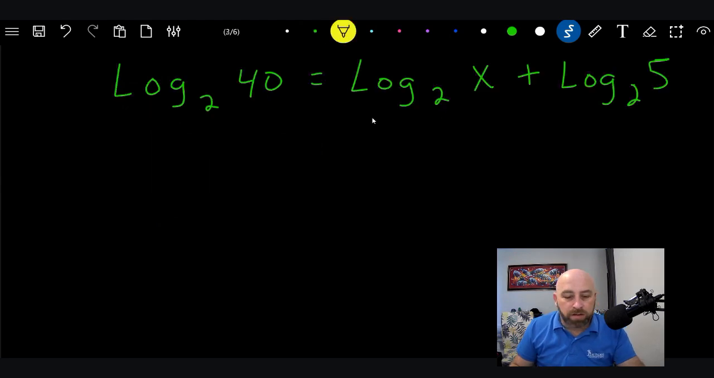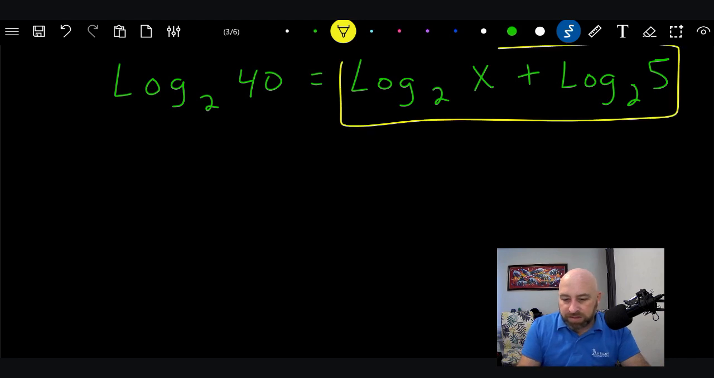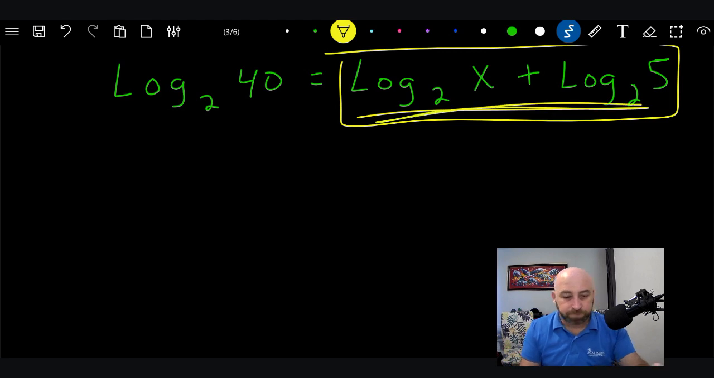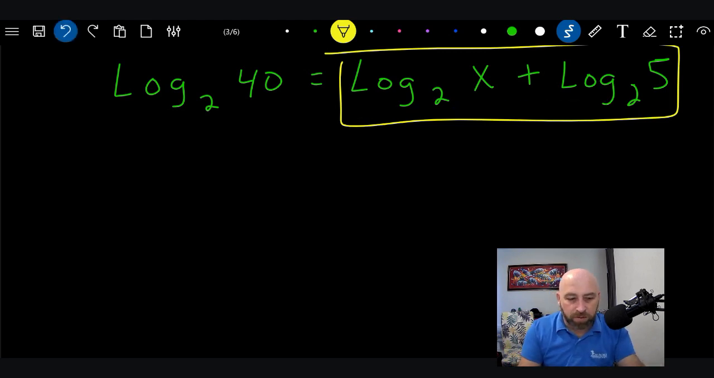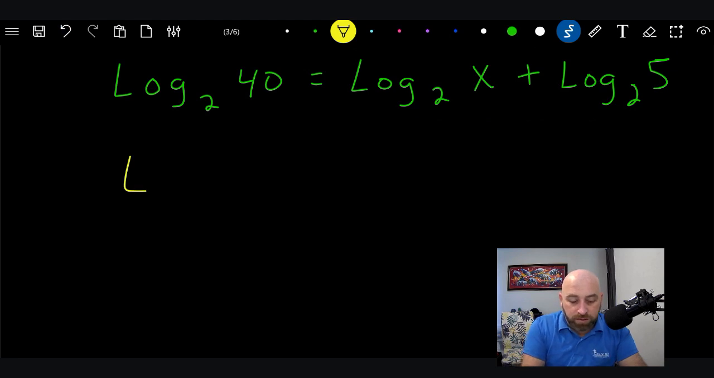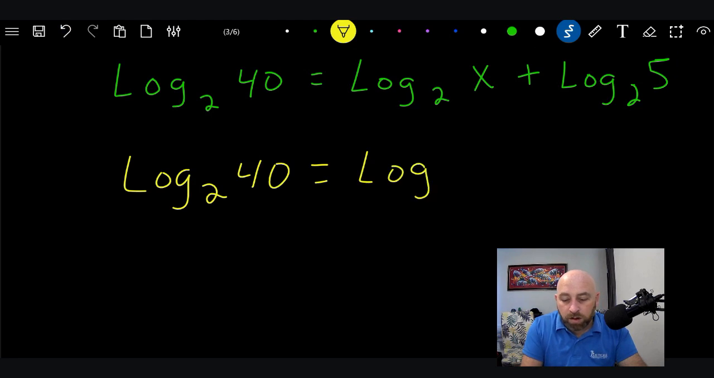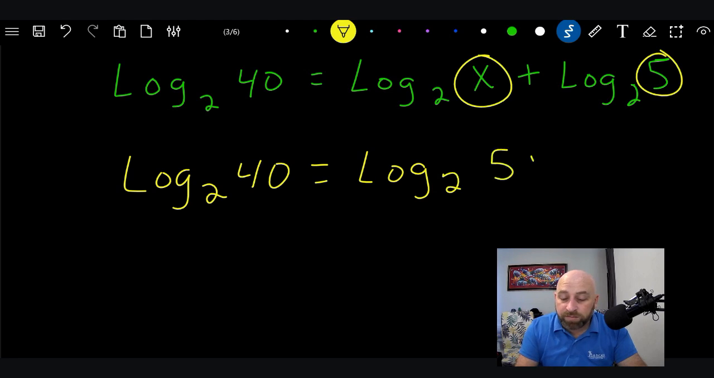Okay, let's scroll down here and let's look at log 2 of 40. This is on page 353. Log 2 of 40 equals log 2 of x plus log 2 of 5. What are we going to do here? Well, the first thing we want to do really is take this side and condense it. It's expanded right now, so we want to condense that thing down. What does that mean? We're just going to rewrite this: log 2 of 40 equals log 2 of what? x times 5, or 5x.